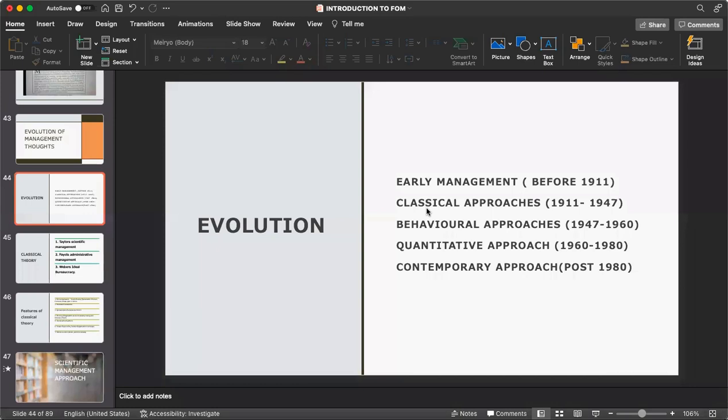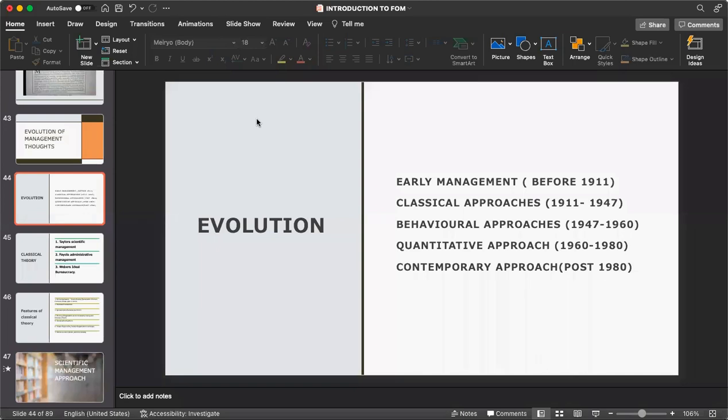This is the part of your classical approach, because the classical approach is more based on the discipline of management and the principles developed during this phase. The two important pioneers who made a great contribution to management are represented by Fayol's principles and Taylor's principles. Then we have the behavioral approach.